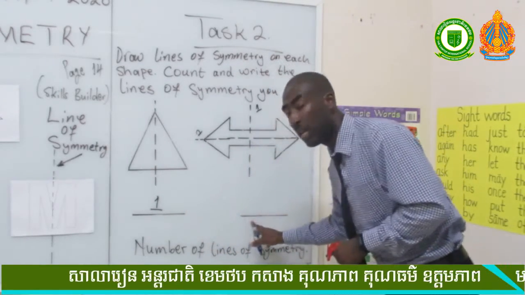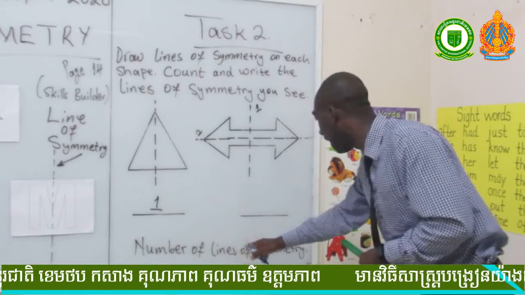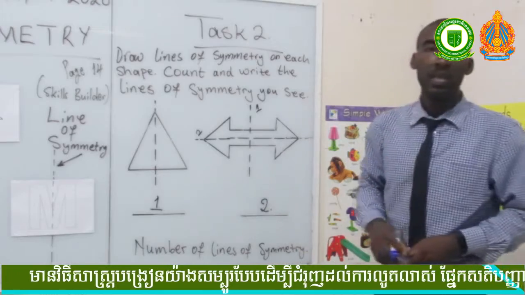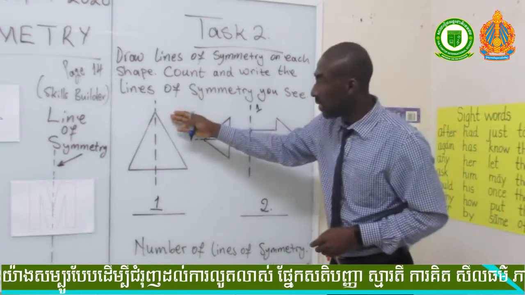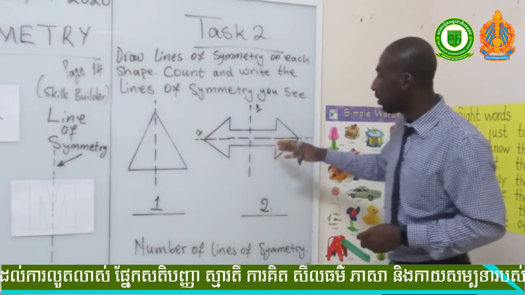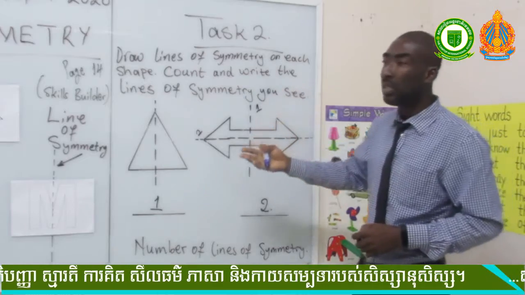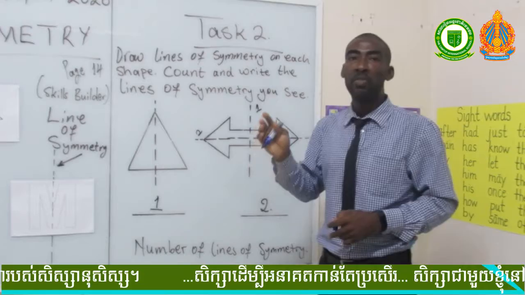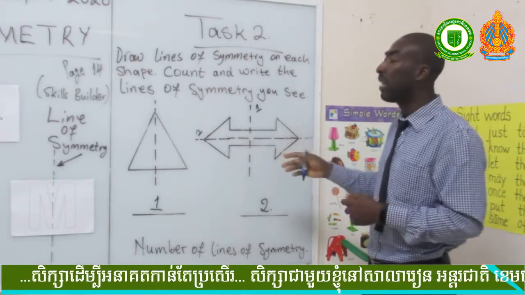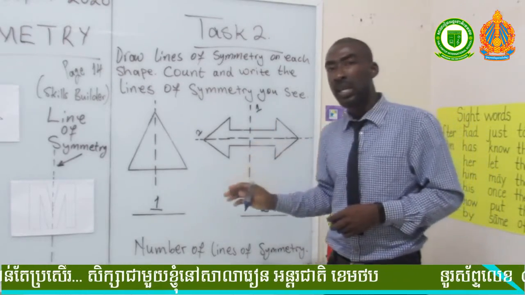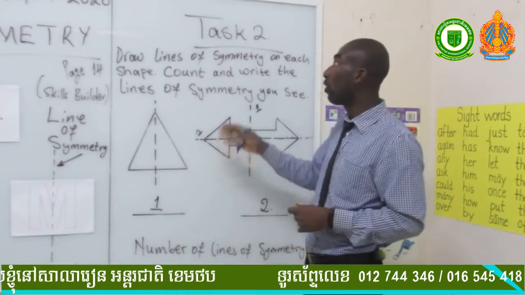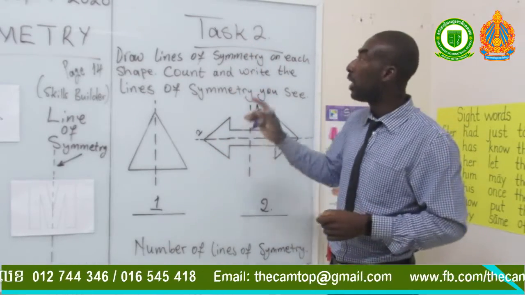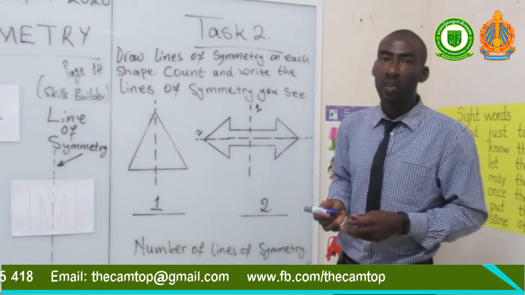So over here, it says number of lines of symmetry. So we write 2 here. So this is one line, this is 2 lines. So in your activity, you find out how many possible lines of symmetry you can find on those images. I'll send the shapes that you have to work on for task 2 in the group for you to draw and put your line of symmetry on it.